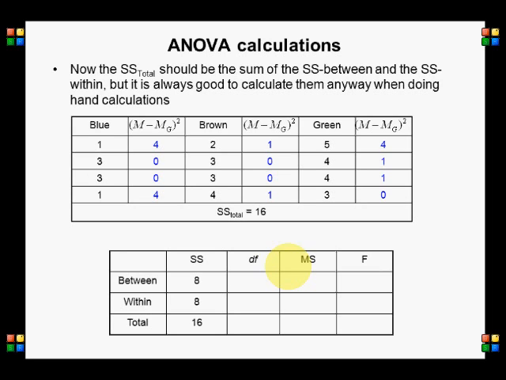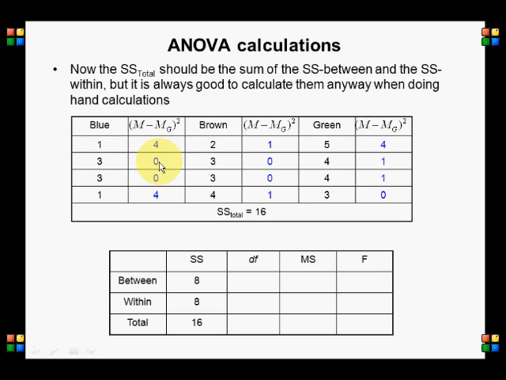Sum of squares total is the same thing as we've always done. In this case, I'm just taking each x-score minus the overall grand mean, squaring it. Sorry, these m's should be x's. So I have 1 minus my grand mean of 3, which is negative 2. Square that, I get a 4.